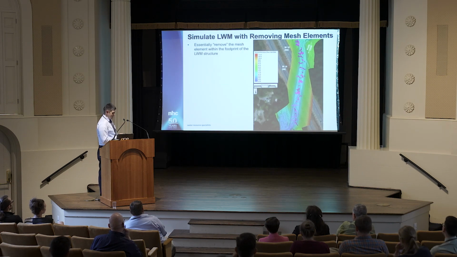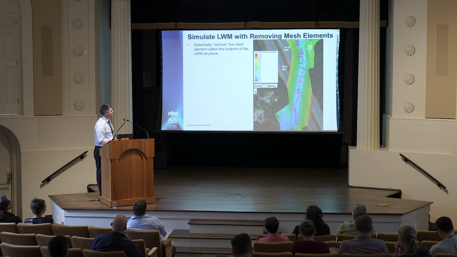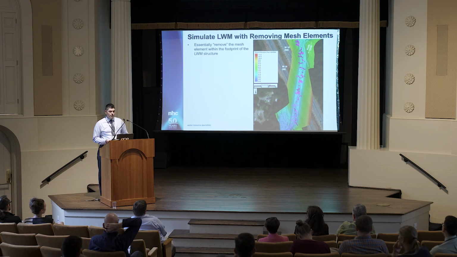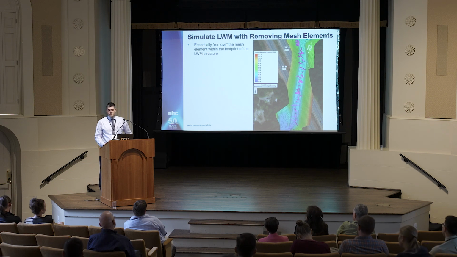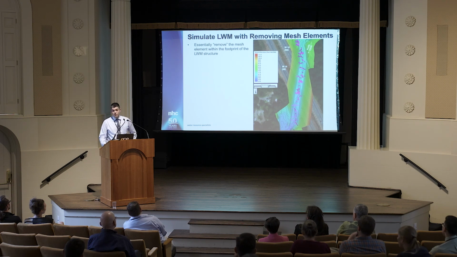Again, for the Purdy Creek, an alternative way was essentially to simulate these large woody material structures as infinite vertical walls, which is done by removing the mesh elements from where these logs were located. And this is actually a good method when you're anticipating relatively low flow depths in comparison to the large woody material sizes. But again, like the previous method, it has the problem that it does not account at all for any porous flow through these structures.